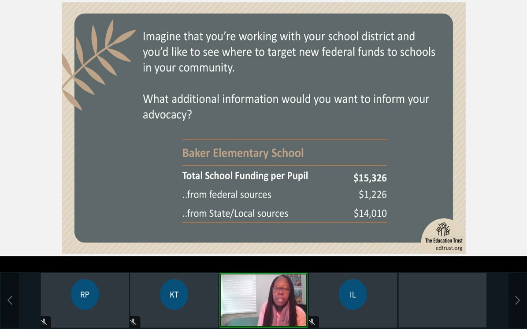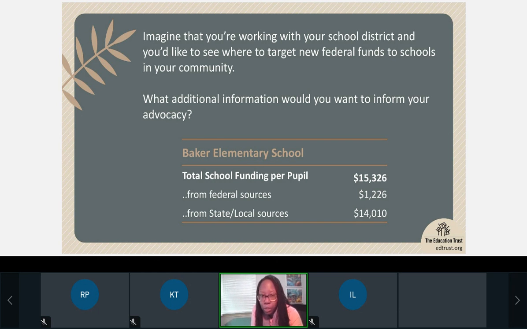But this is actually a pretty bare bones requirement. So we think it's really important to advocate for going beyond those requirements. And just to make this a little bit more concrete, I want to hear a little bit from you. So imagine that you're working with your school district and you'd like to see where to target new federal funds. What additional information would you want beyond what's on the screen here to inform your advocacy, right?